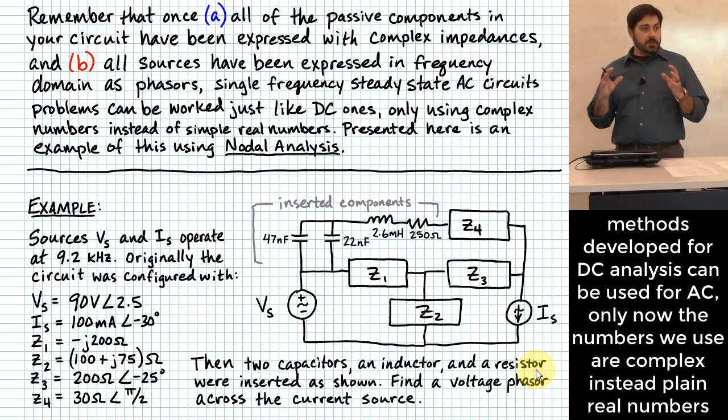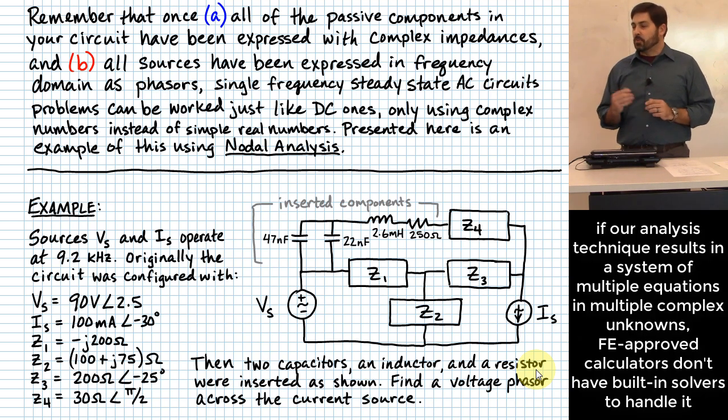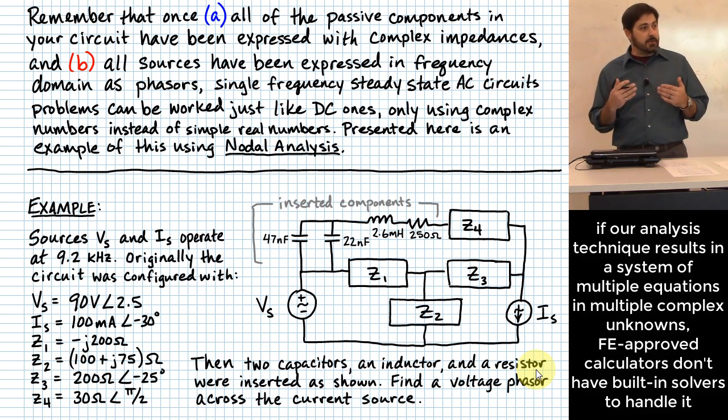Today we're going to use the techniques that we have already developed for DC and apply those to AC, because the only thing that really changes is we start using complex numbers as opposed to just plain old real numbers. All the same methods still apply, but there is one big difference, particularly with a technique like nodal analysis: especially with a bigger circuit, it often leads to a system of equations.